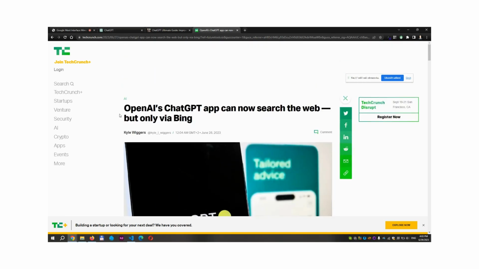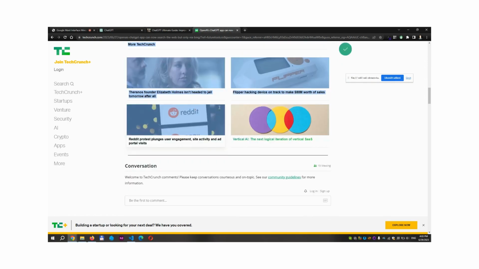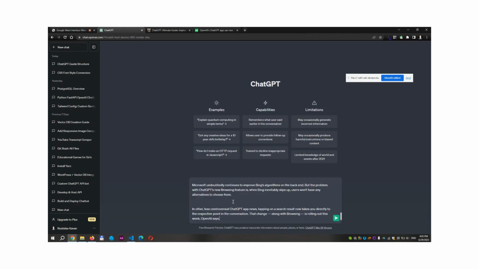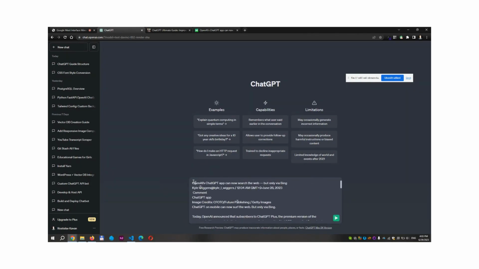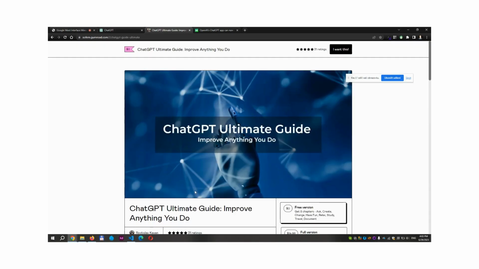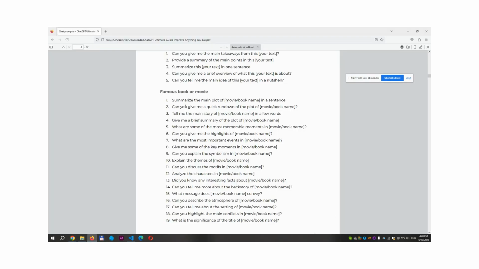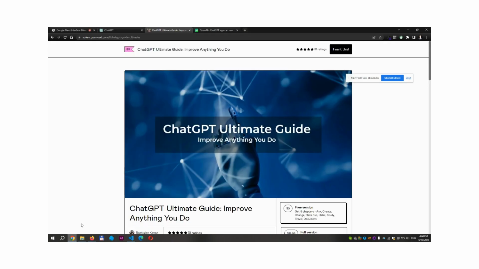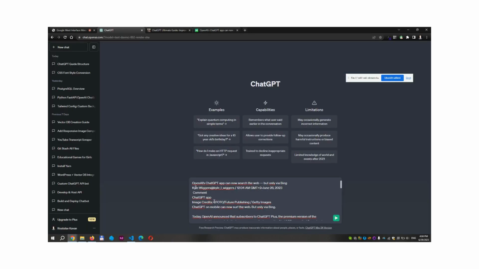If I'm not lazy, I would do something like this. I copy this whole thing and I bring this whole thing to this input interface. And let's say I would like to use summarize. Let's do it like this: Summarize this text in one sentence. Let's have a look at what it does. So I will go back to my prompt and copy it here: Summarize this text in one sentence.